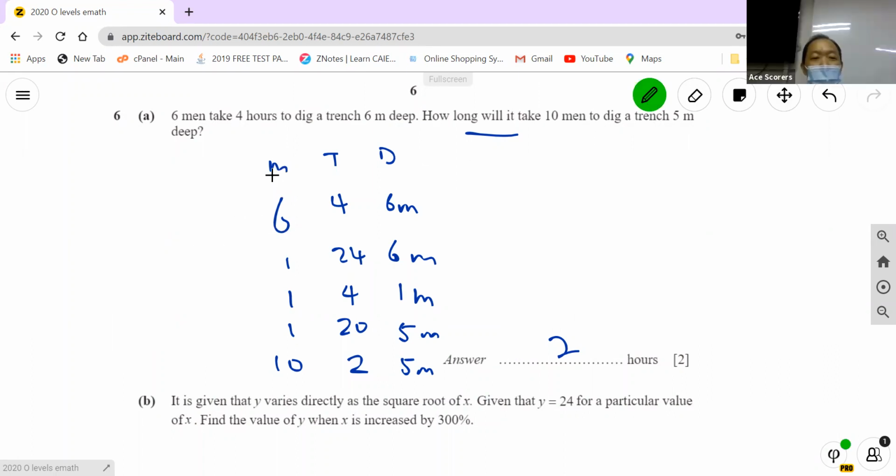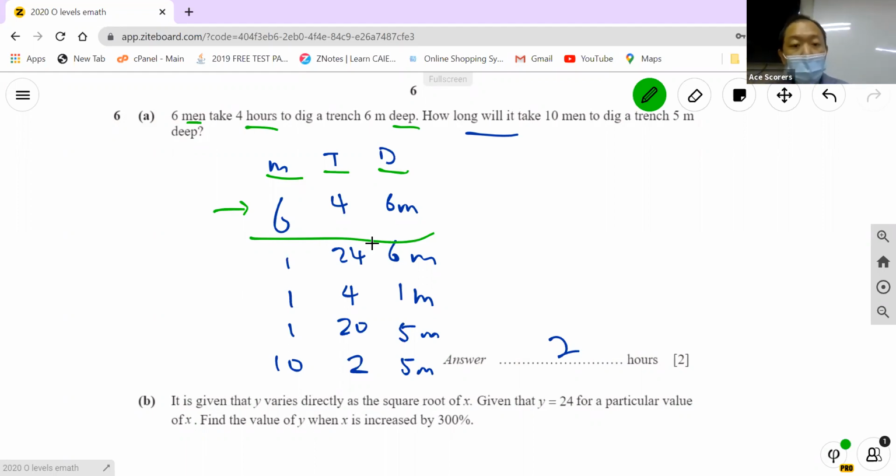Okay, this M stands for number of men. T stands for time. D is how deep. So this is given: 6 men, 4 hours, 6 meters deep. So this is given. So this type of question, right? There are 3 variables. You need to know the relationship between each one of them.